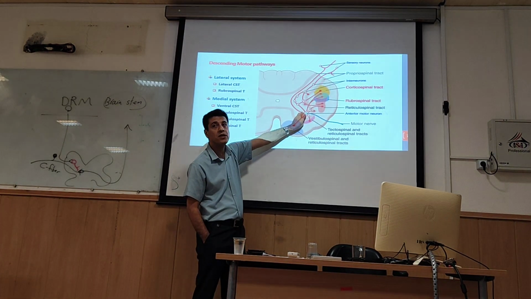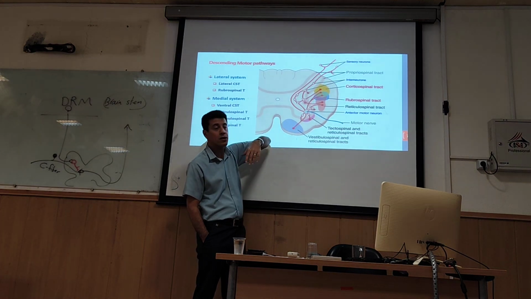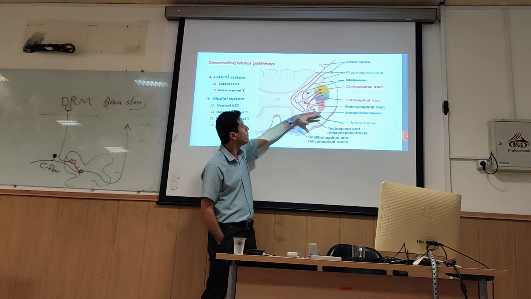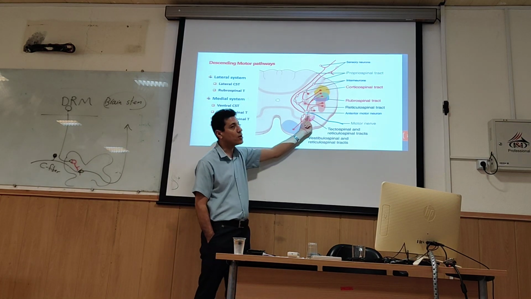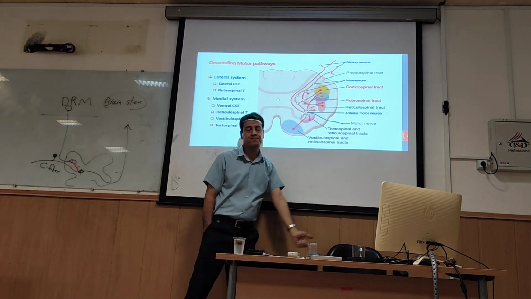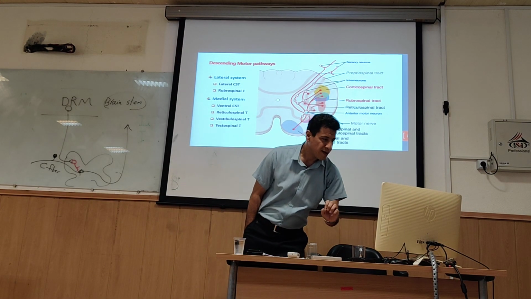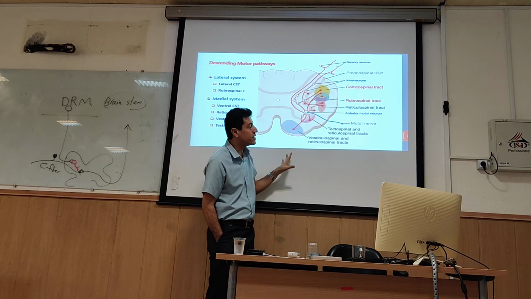It receives information from upper centers. So all of the other neurons are called upper motor neurons. So we have several upper motor neurons and only one lower motor neuron. There is only one exception here.